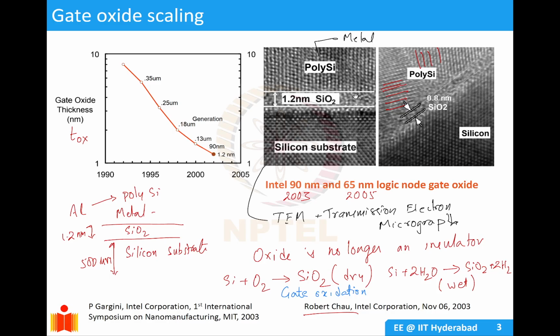So what happens when you go this thin? It no longer becomes an insulator because you start getting tunneling of electrons from one region to another region, which is a problem.